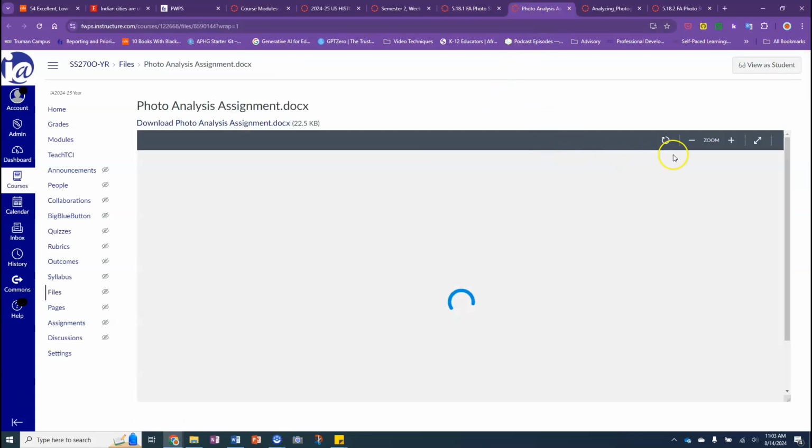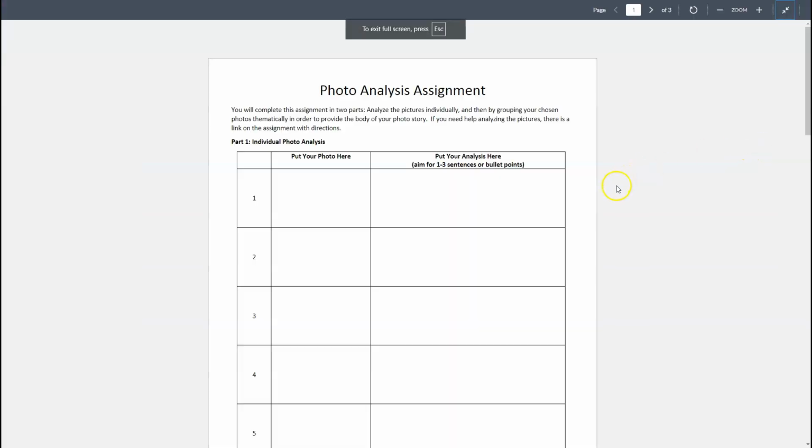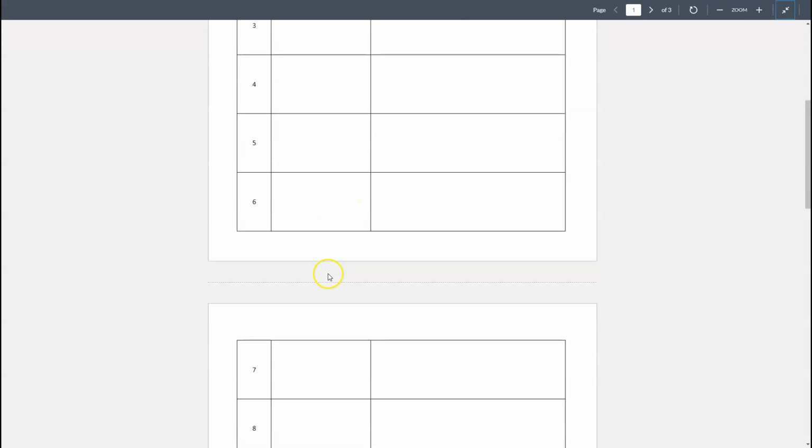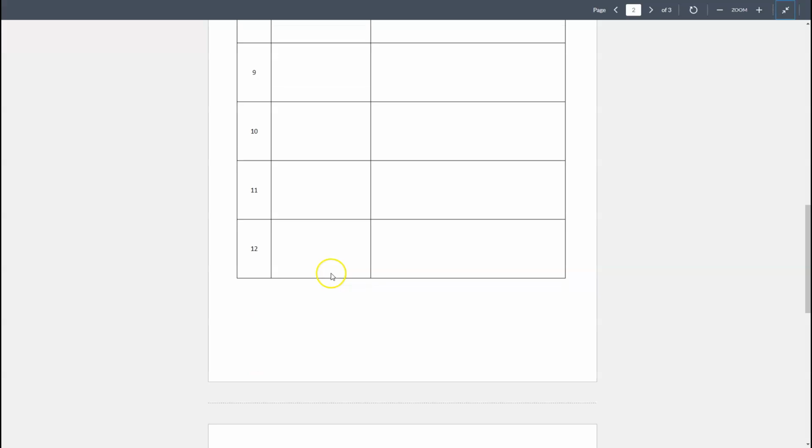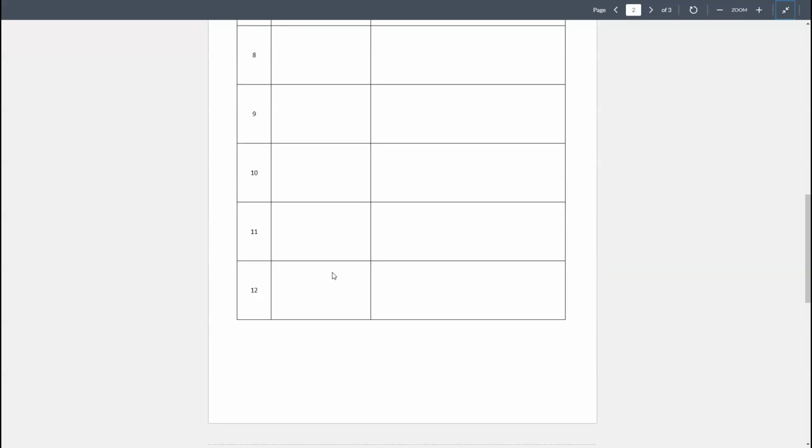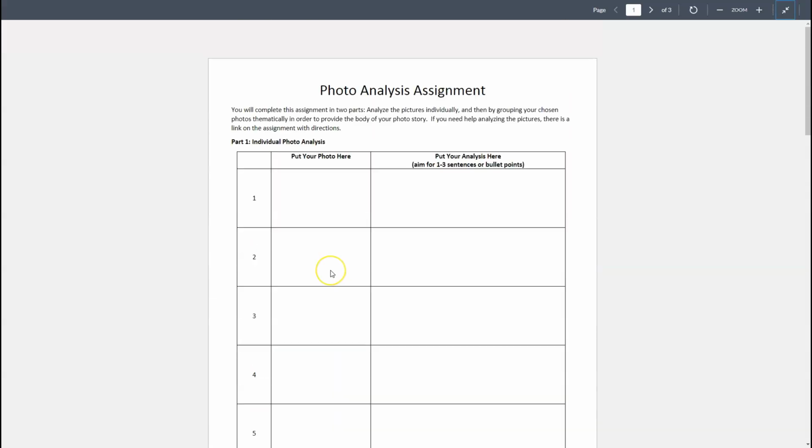So for analysis, what I'm going to have you doing is looking at this handout right here. Okay, I want you to put a thumbnail of your photo in this column. And again, 12, right? You can do more if you want to. Feel free to add some rows if you want to. And then give me some analysis here.